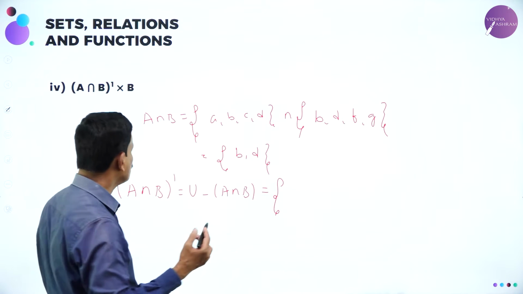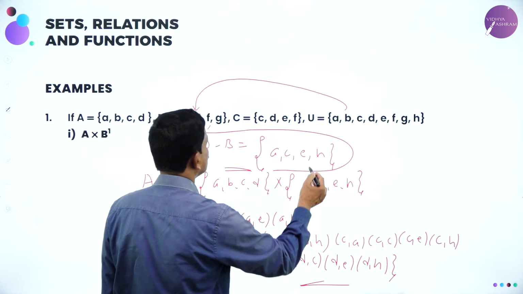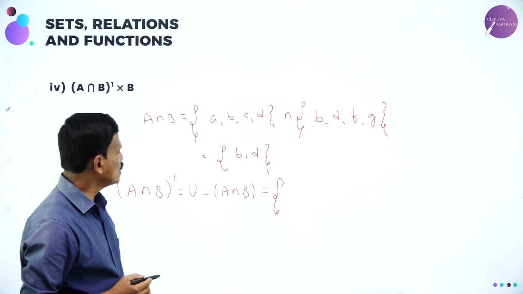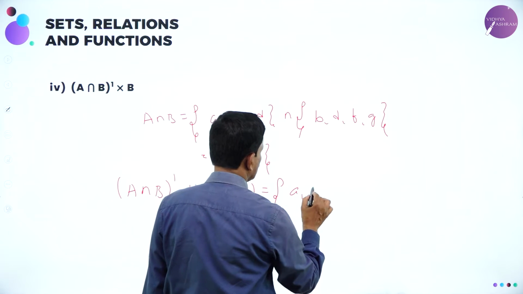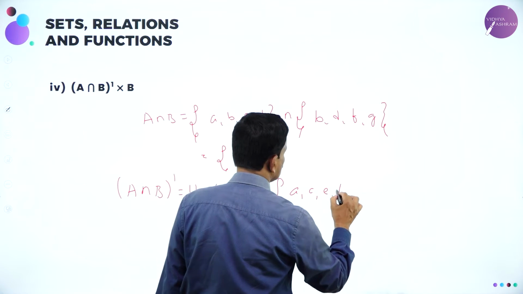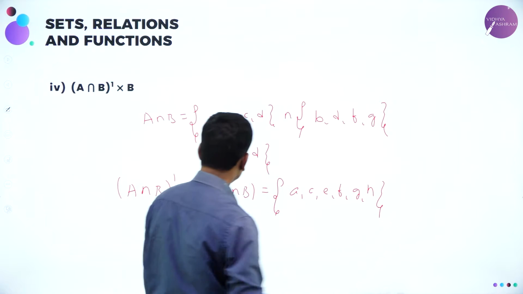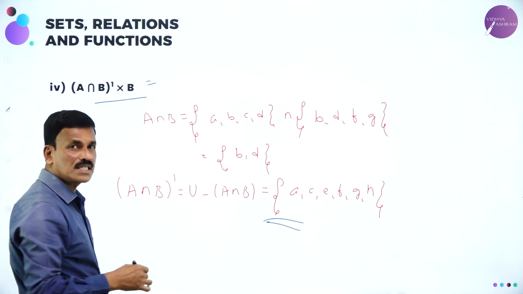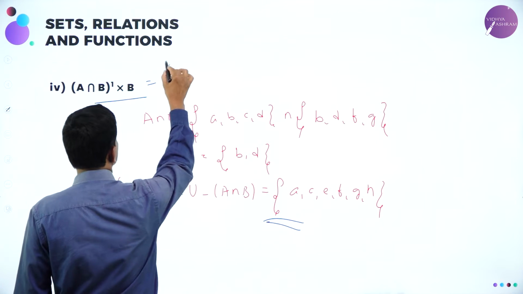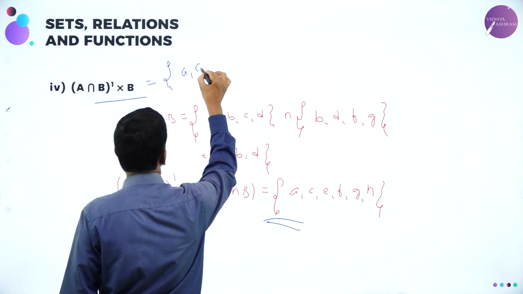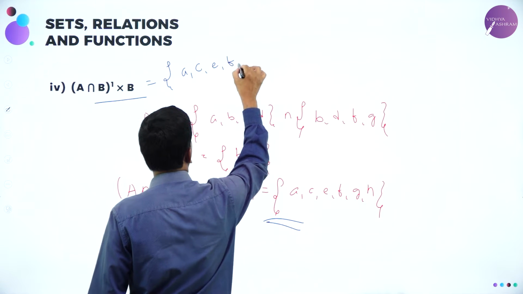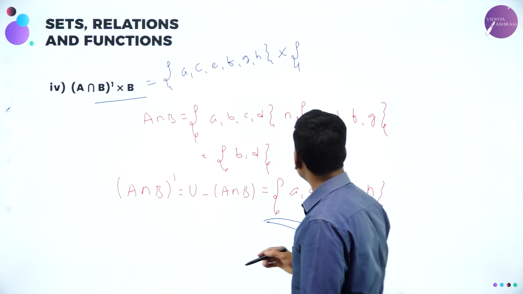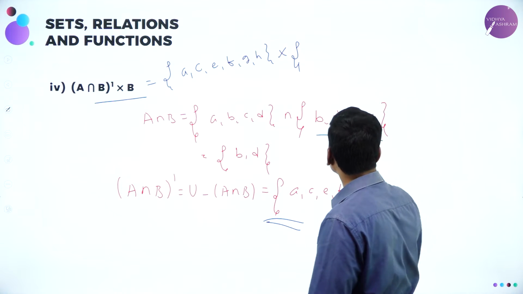Write down all the elements of U. So what does U contain? U contains A, B, C, D, E, F, G, H. So up to H are there. So A, B is already there. C, D is already there. E, F, G, H. This is A intersection B whole dash. To find this, A intersection B whole dash is nothing but the elements A, C, E, F, G and H, into the elements of B. B contains B, D, F, G.